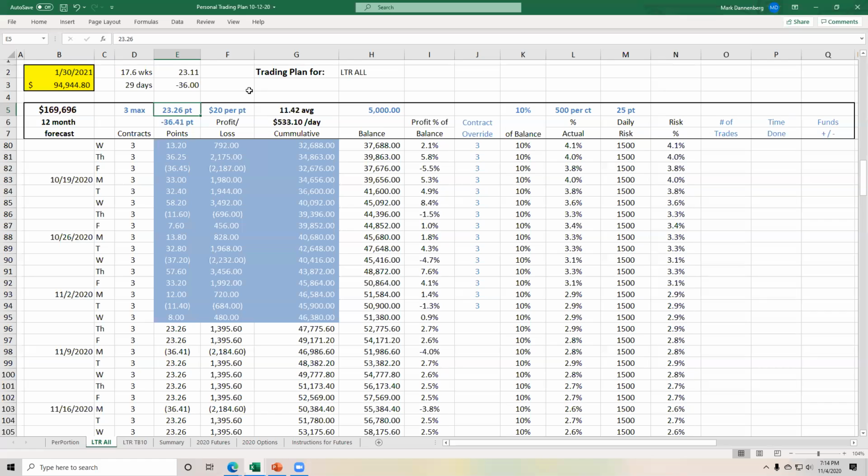We already have 17.6 weeks behind us. I'm going to forecast the balance of the 12-month period at those same run rates. So 23.11 for my winning days and minus 36 for my losing days. Now these numbers change a little bit each day, and that's why I think it's important that you record at the end of each day what your actual performance is, so that you know what your run rates are, and then those run rates are forecasted forward to give you the most accurate forecast of what your income could be over a 12-month period.